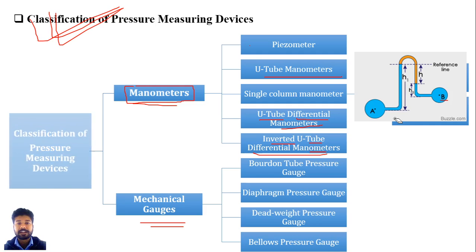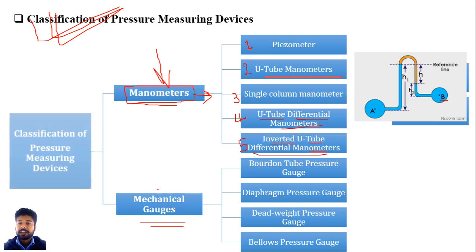Yes, that was the last of the manometers. The first manometer is the piezometer. The second one was the U-tube manometer. Third was the single column manometer, then the U-tube differential manometer, and the inverted U-tube differential manometer. So there are five types of manometers which we use to find out pressure or pressure difference in every field of engineering.